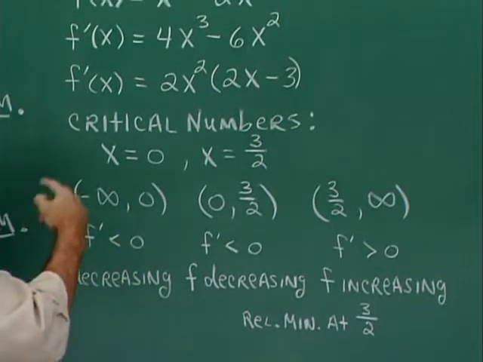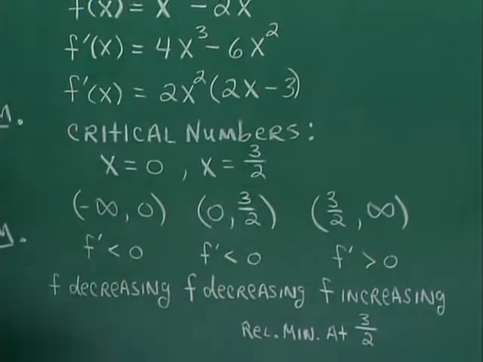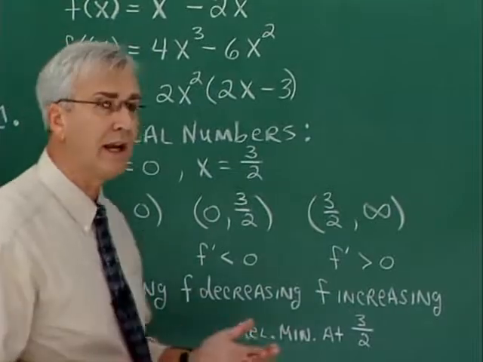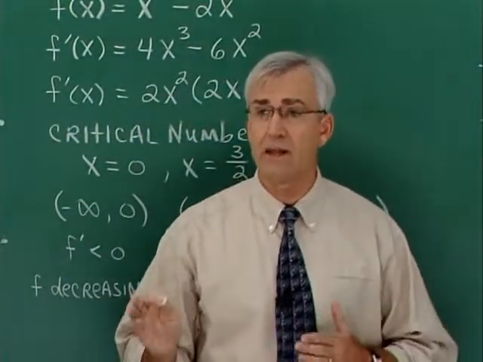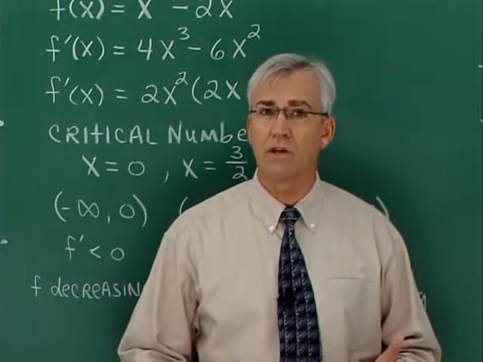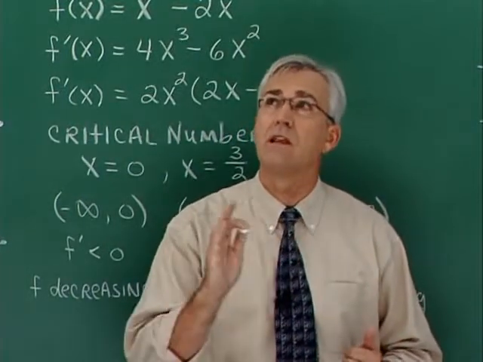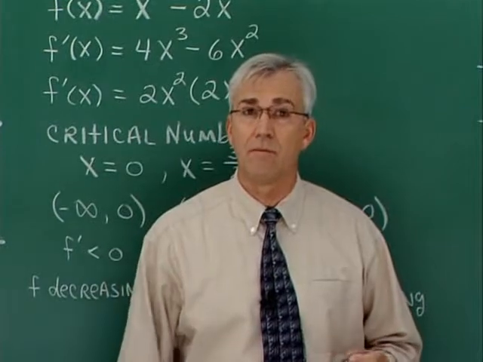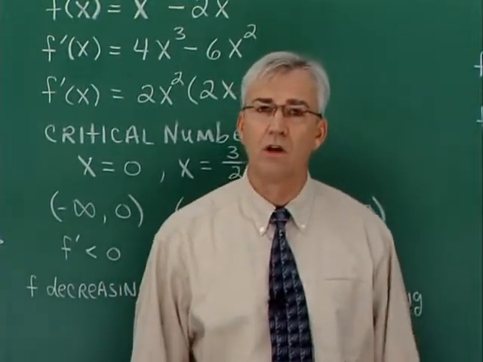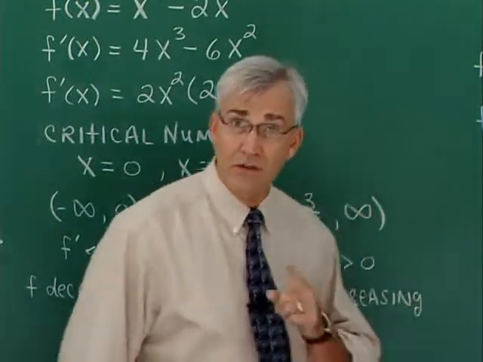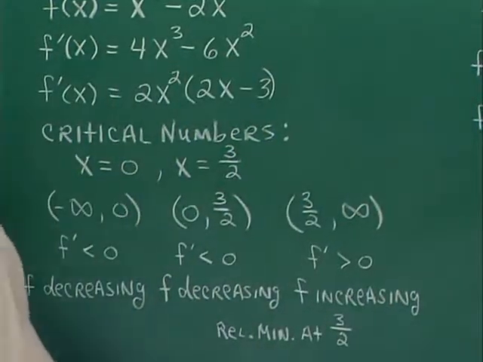Now let's go to the next interval. Now the tendency is to think that we have an alternating situation, that if in one interval we're decreasing, then in the next interval we're increasing, and therefore, if we're decreasing and then increasing, we have a relative minimum at that sort of juncture between the two intervals. Well, that's not always the case, and it's not the case here, because look at what happens.